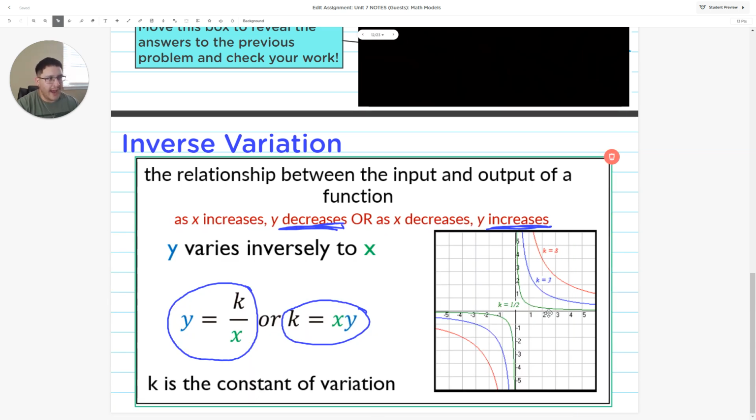And notice that the graph follows a different line. This is more exponential than it is linear. So it's got a bit of a curve and then it flattens out.